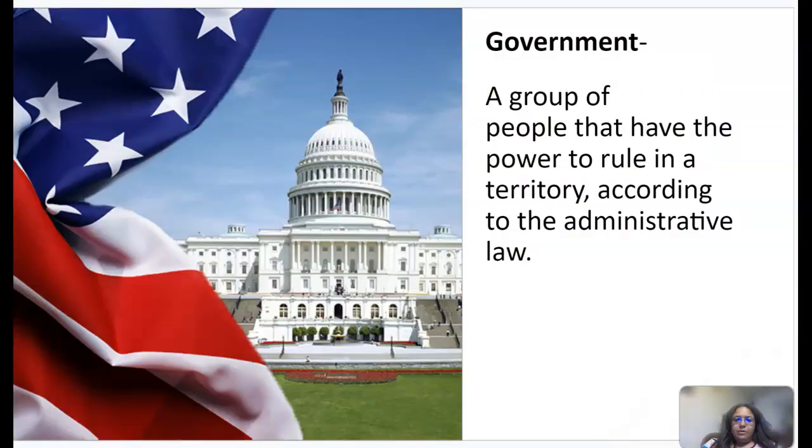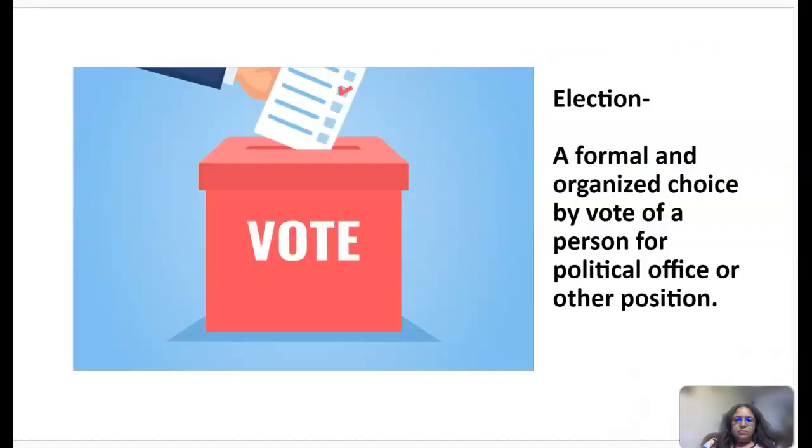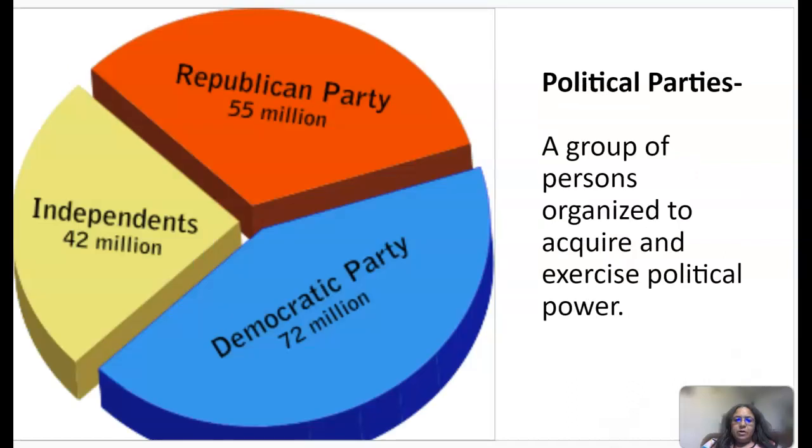Government, a group of people that have the power to rule in a territory according to the administrative law. Constitution, it is a set of rules that guide how a country, state, or other political organization works. Election, a formal and organized choice by vote of a person for political office or other position. Political parties, a group of persons organized to acquire and exercise political power.